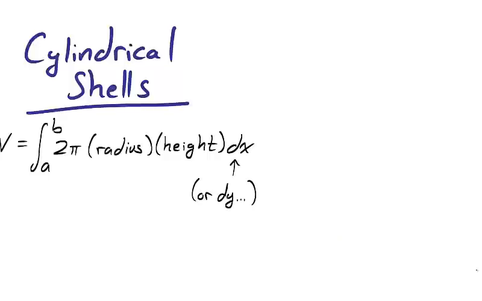To summarize, to compute the volume as an integral using cylindrical shells, we take a parallel cut to our axis of rotation and calculate the radius, or the distance, that the slice is from the axis of rotation, and we calculate the height of the slice.